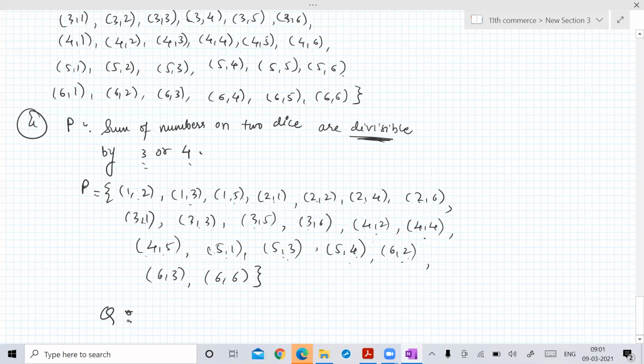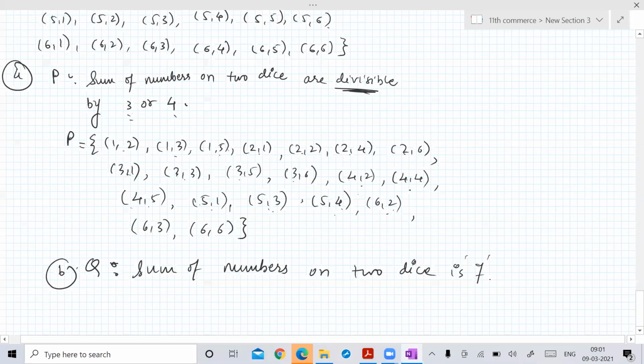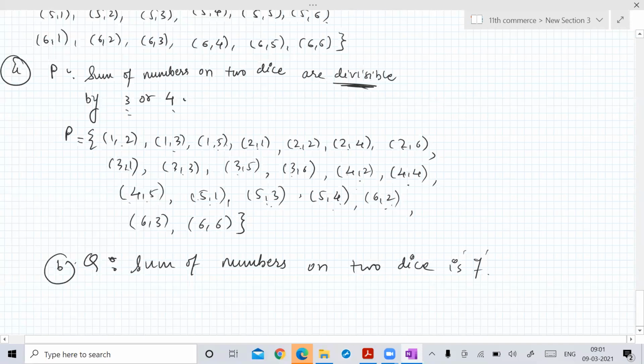Now what have they said about Q? Sum of numbers on 2 dice is 7. Sum should be 7. So what are the pairs? Tell me. 1,6; 2,5; 5,2; 3,4; 4,3.